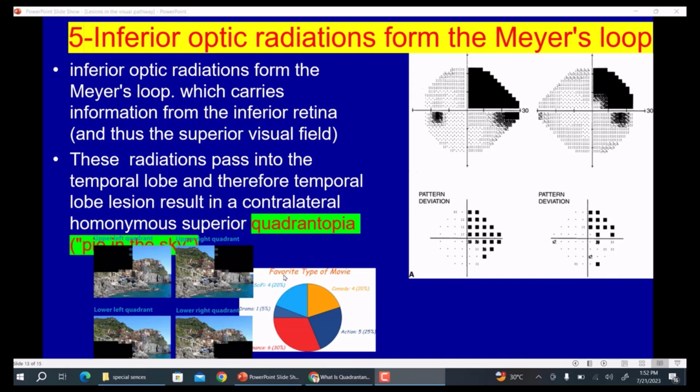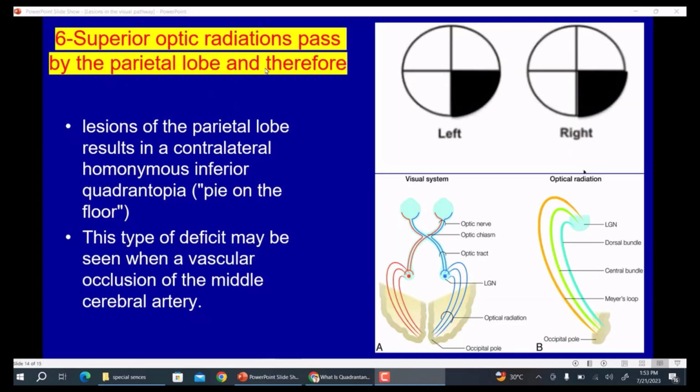So when this person looks upward, he will see a dark area. He will look to the sky and see this dark spot or blind spot. The superior optic radiation passes through the parietal lobe, and therefore a lesion of the parietal lobe results in contralateral homonymous inferior quadrantanopia, or pie on the floor.